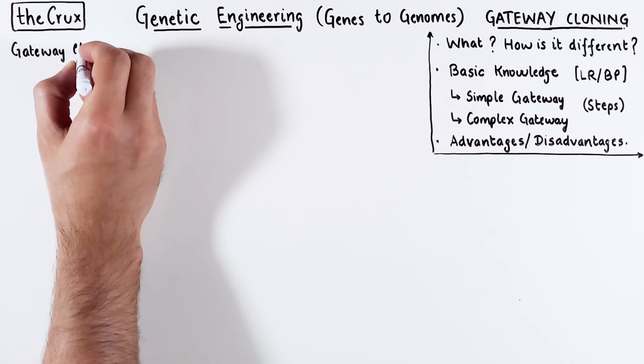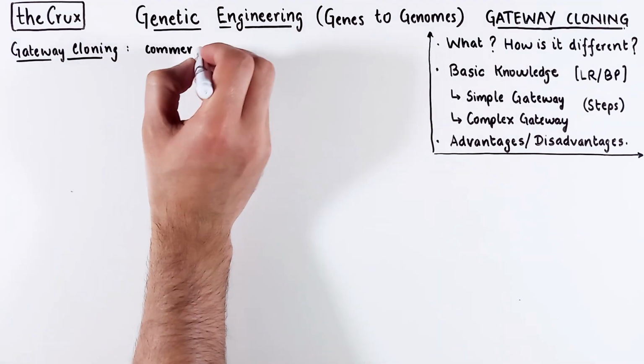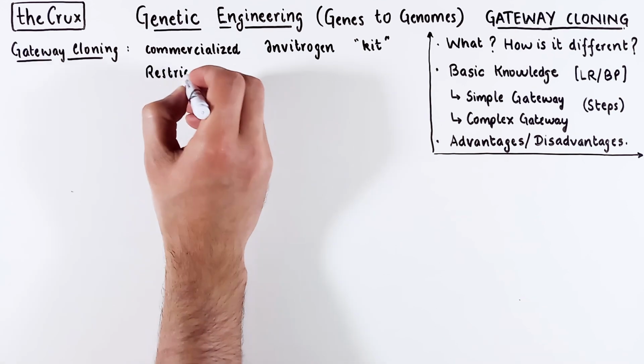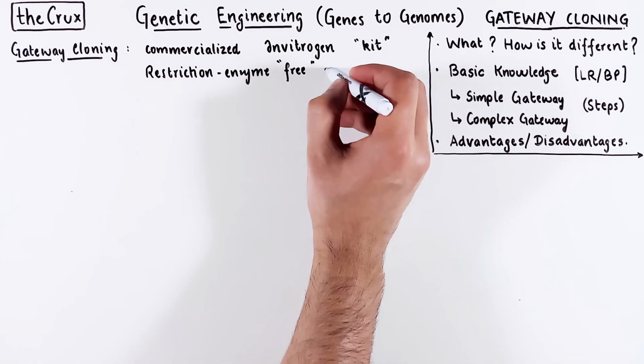Gateway cloning has been around for more than 2 decades and is commercialized by Invitrogen. This means you can buy it as a kit. It is a method to clone without using restriction enzymes.